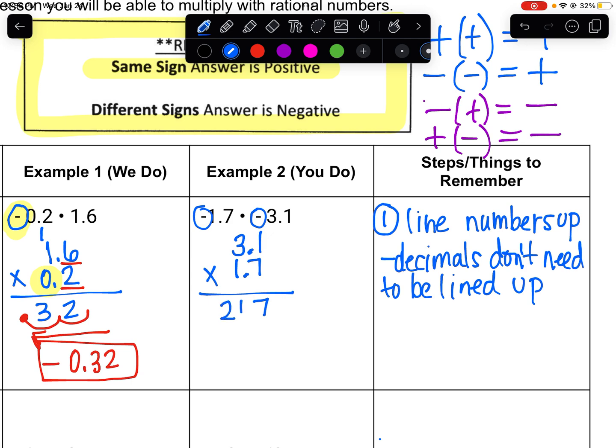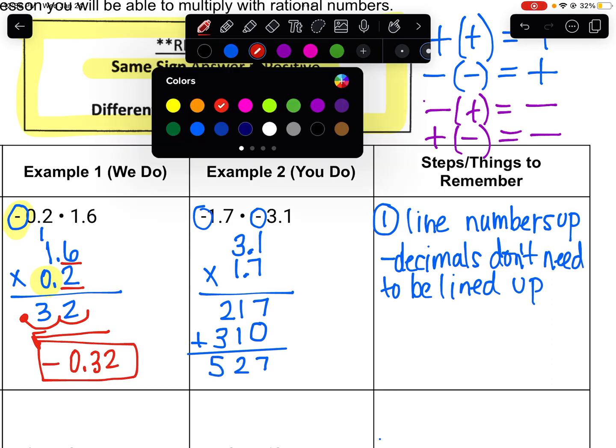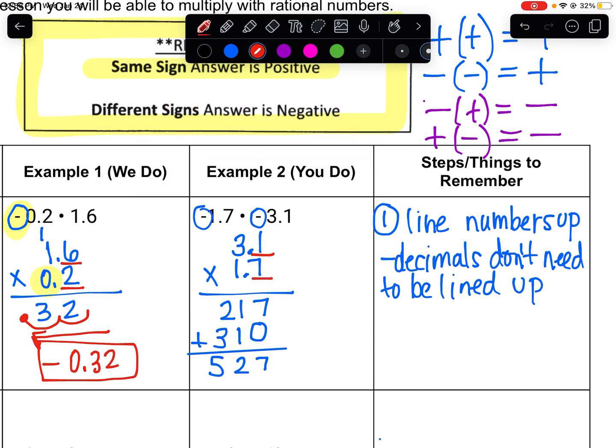7 times 3 is 21. And now because I'm going to the second row and I have to multiply by 1, I'm going to put my placeholder 0 in. Just a little review. 1 times 1 is 1. 1 times 3 is 3. And I have to add up my 2 rows. So I get 7, 2, and 5. And then again, I need to address putting my decimal back in. 2 numbers behind the decimal, so from right to left, I'm going 2 back in. So 5.27. Remember, I need to address whether it's going to be a positive or negative answer. I have 2 negative numbers, so it's going to end up being a positive answer, 5.27.